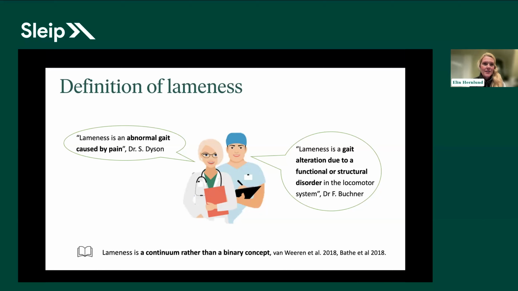So if we look at the definition of lameness, I've asked two really experienced clinicians and researchers in the field. So Dr. Sue Dyson, she would say that lameness is an abnormal gait caused by pain. So that's a little bit simplistic, but fair.